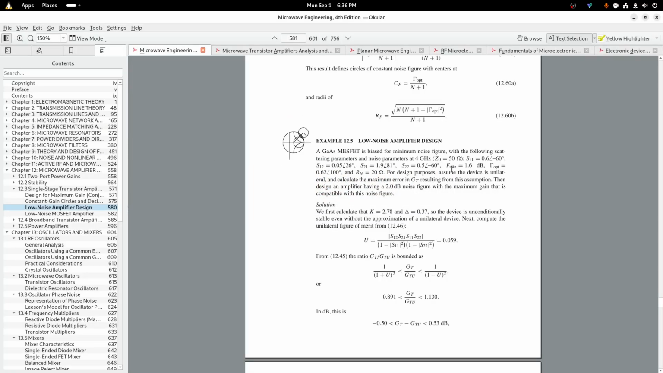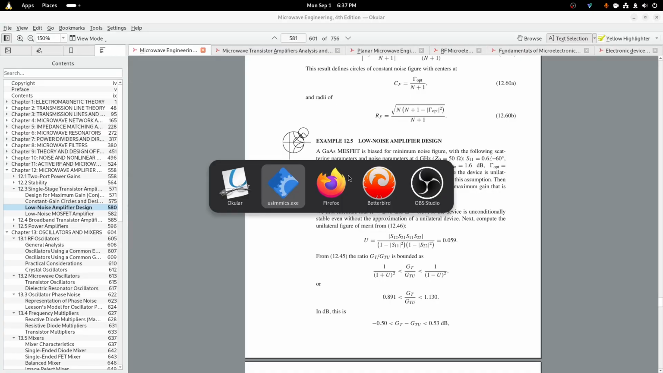So this one calls for a noise-based simulation. So at 4 gigahertz, the S11 is 0.6 at negative 60 degrees, S12 is 0.05 at 26, S21 is 1.9 at 81, S22 is 0.5 at negative 60. The F minimum is 1.6 decibels. The S opt is 0.62, and it's going to be at 100 degrees, and then the noise resistance is 20. So yeah, let's get this started.